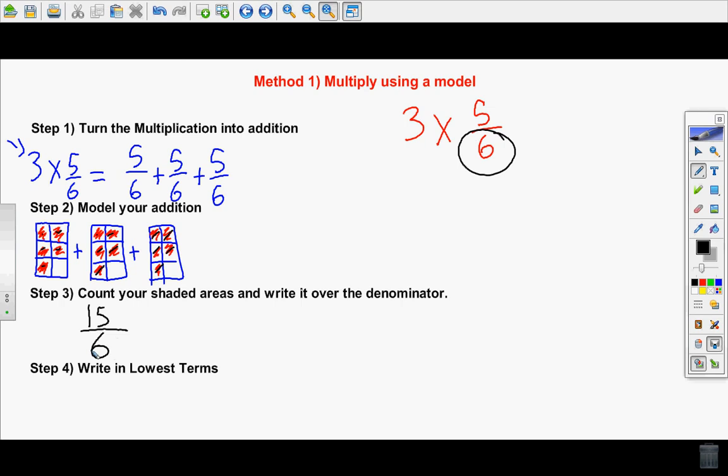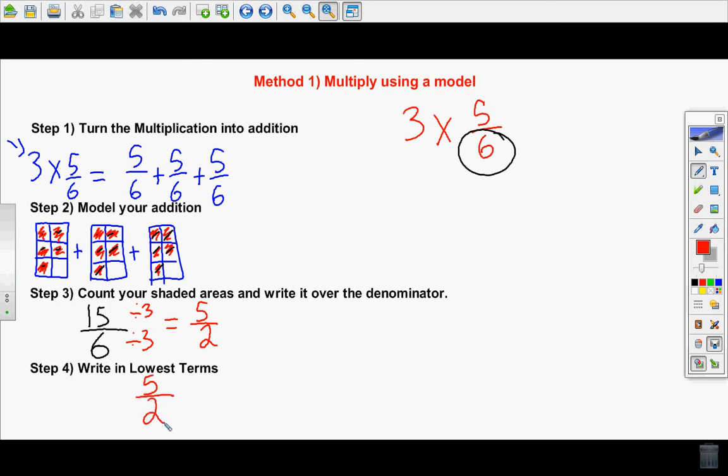And the last step says write it in lowest terms. Well, if we look at 15 and 6, we know they both can be divided by 3. If I divide 15 by 3, I'm going to get 5, and if I divide 6 by 3, I am going to get 2. So therefore, in lowest terms, our answer is 5 over 2.